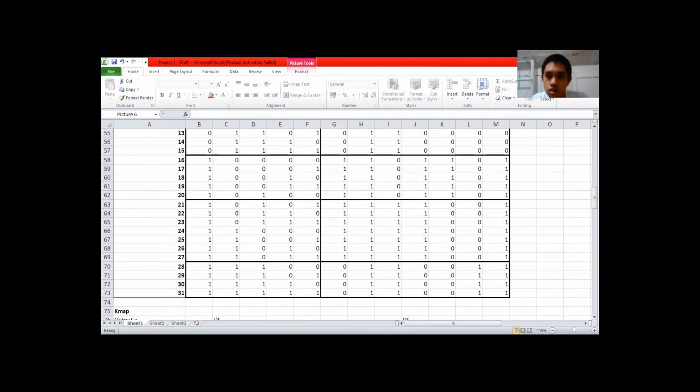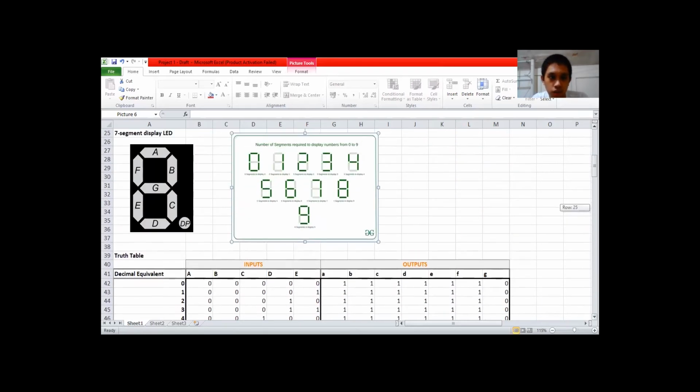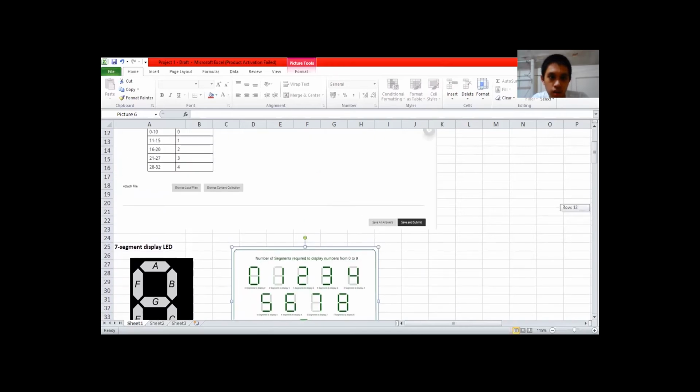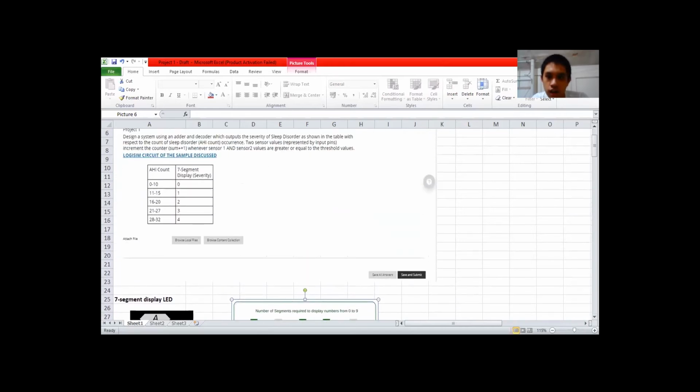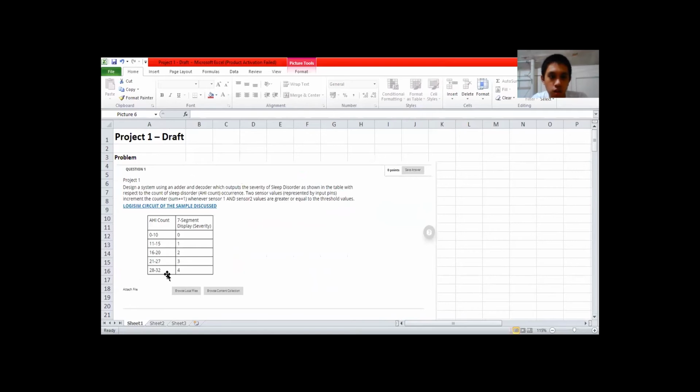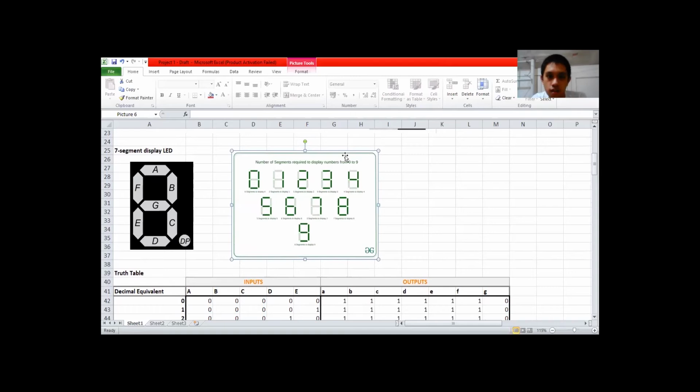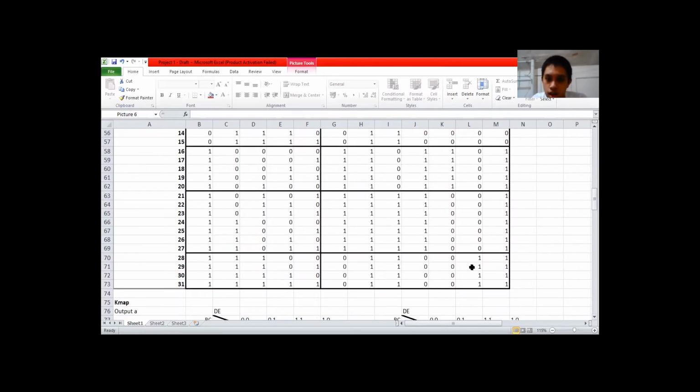Okay, so for the last one, if the AHI count is within 28 to 32, therefore the output will be 4. So the output is 4 if the only segments that have a high signal are F, G, B, and C. So in this table, this is F, this is G, this is B, and this is C. They have a value of 1 because they are high signal. They have a high signal in order to display an output of 4.